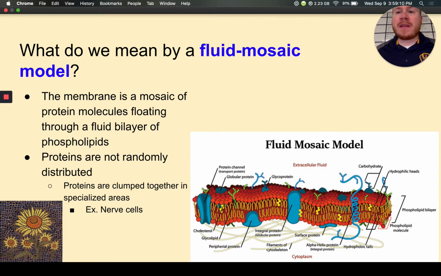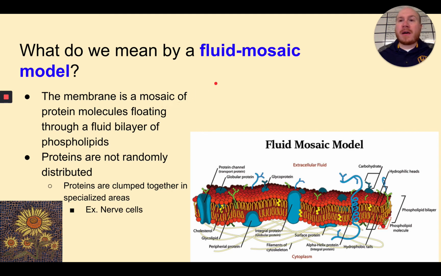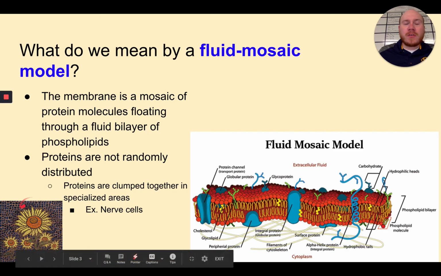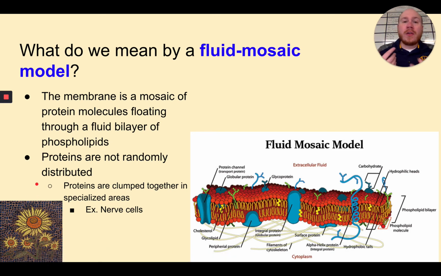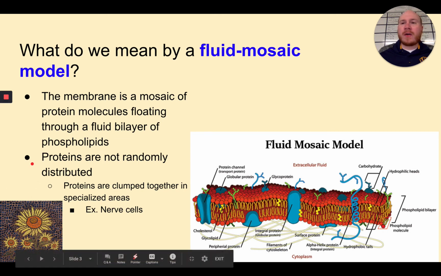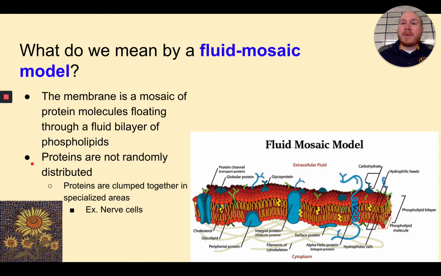So, what do we mean by a fluid mosaic model? Fluid means like a liquid. The membrane is a mosaic of protein molecules floating through a fluid bilayer of phospholipids. A mosaic is a bunch of small pieces that get put together to make a much bigger picture. Like if you look at this little sunflower picture at the bottom, that's a mosaic. It's a bunch of small tiles put together to make a bigger picture.